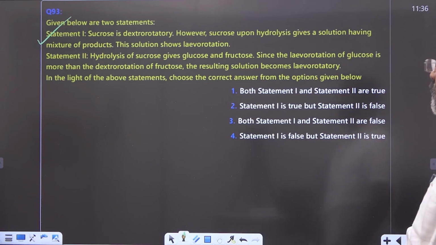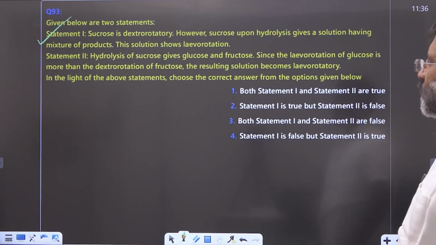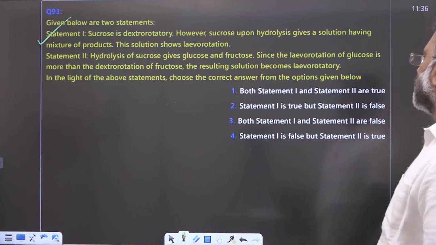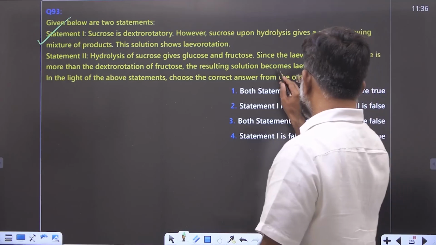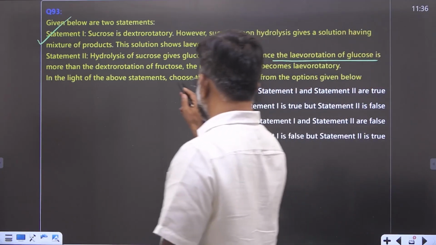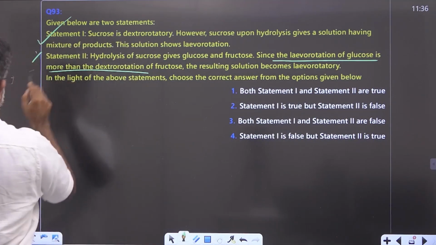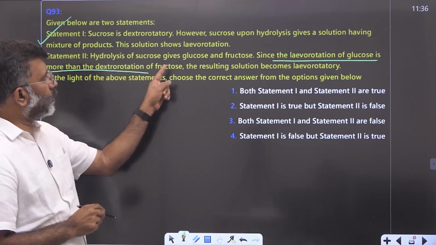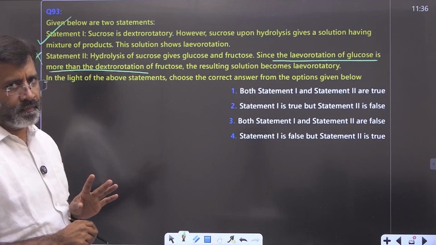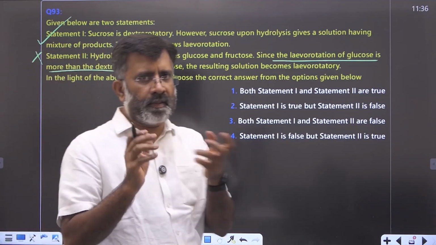Statement 2: hydrolysis of sucrose gives glucose and fructose. Since the levorotation of glucose is more than the dextrorotation of fructose, the resulting solution is levorotatory. This part is wrong. It's a wrong statement.